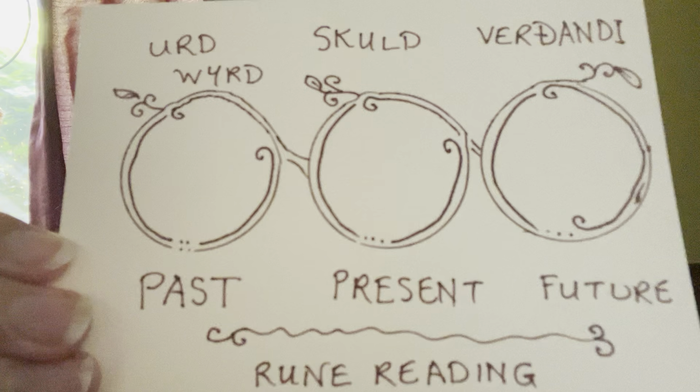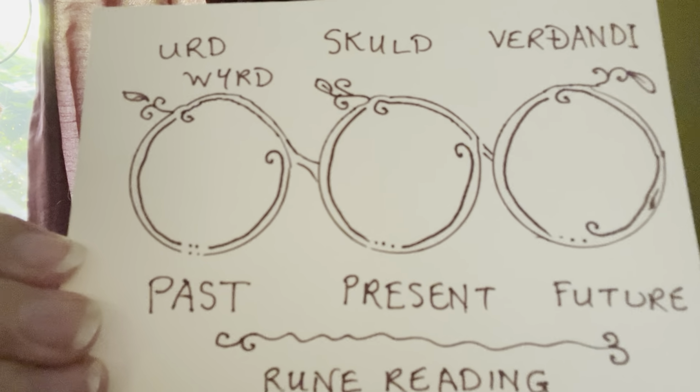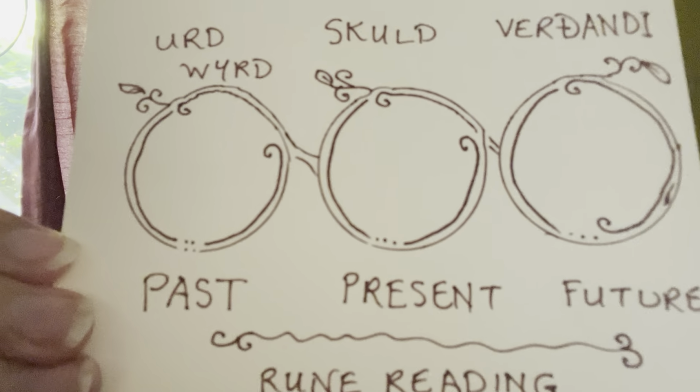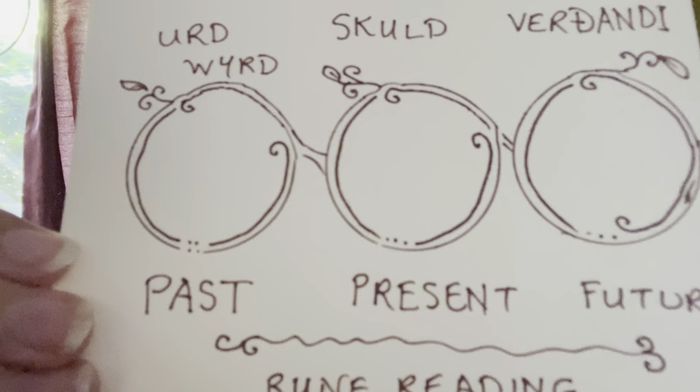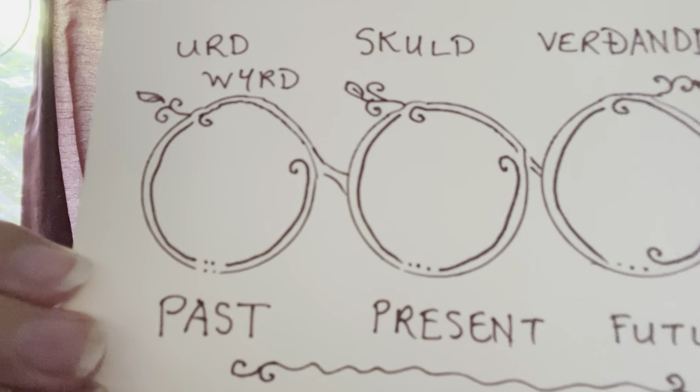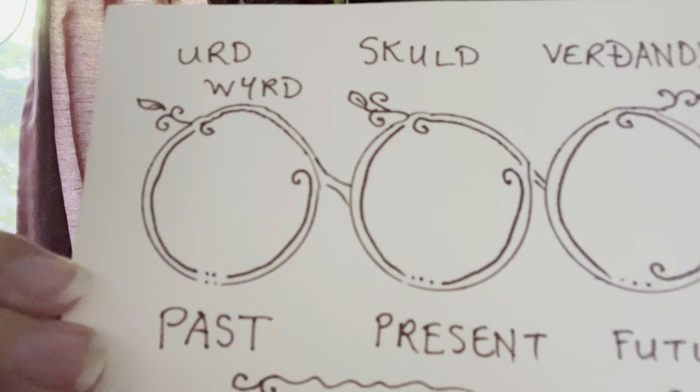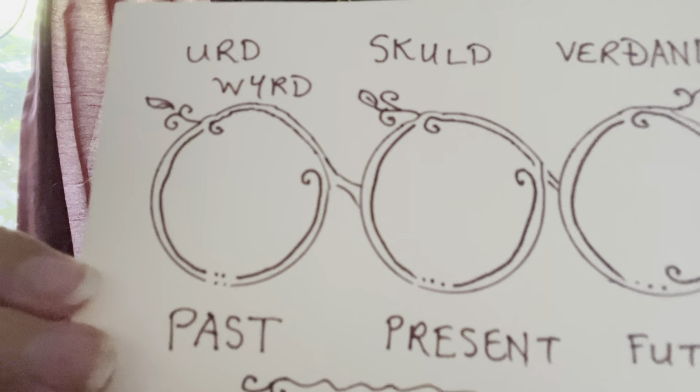and you can see that the past is represented by the Norn wyrd or wyrd, the present is represented by skuld, and the future by wyrd.